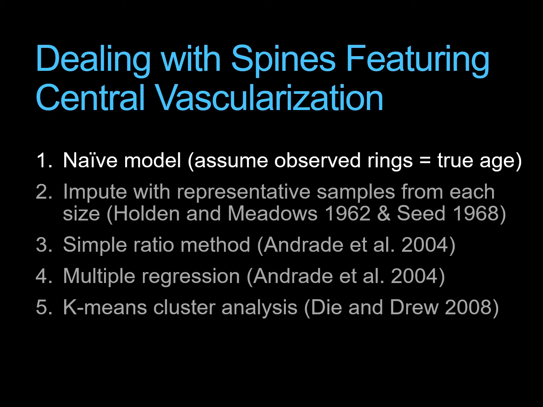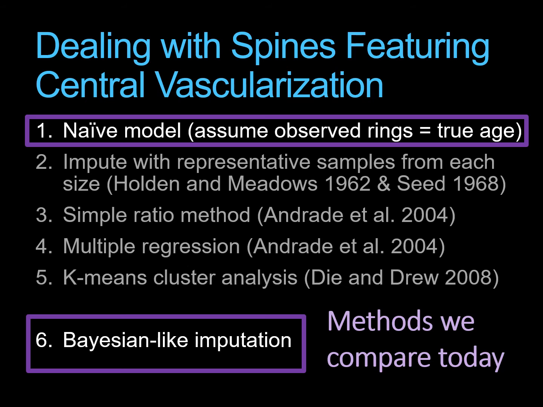People have come up with a variety of ways to deal with vascularization in spines. The naive model assumes that the observed rings represent the true age. People have come up with a variety of other methods, but we will not be going into detail of those methods here, but 4 of them are listed below. We have come up with a new method, a Bayesian-like imputation method, and we will be comparing that to the naive model, which is the most commonly used model, where you assume the observed rings are equal to true age.